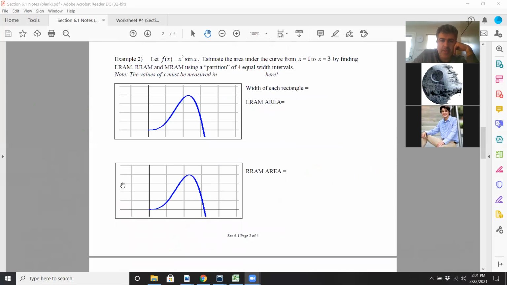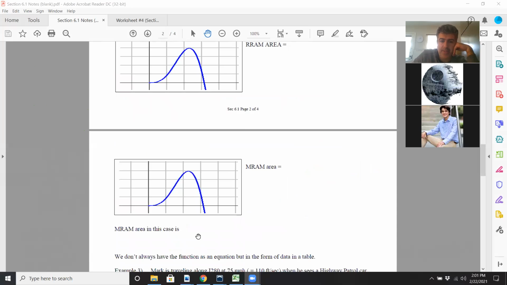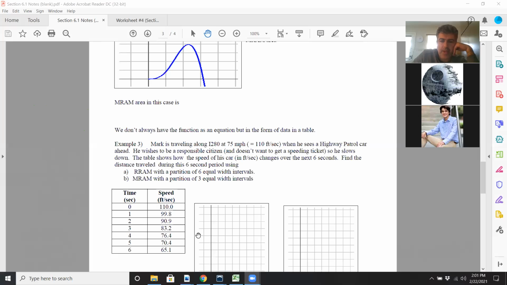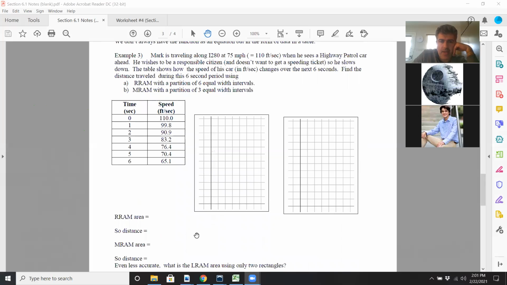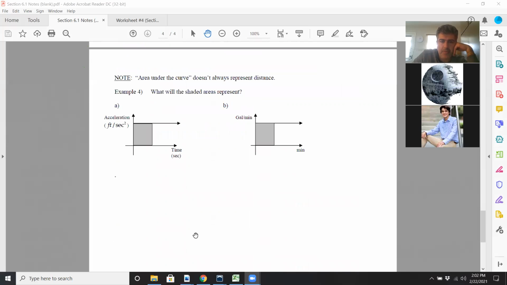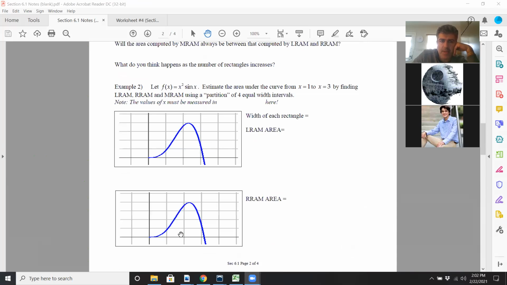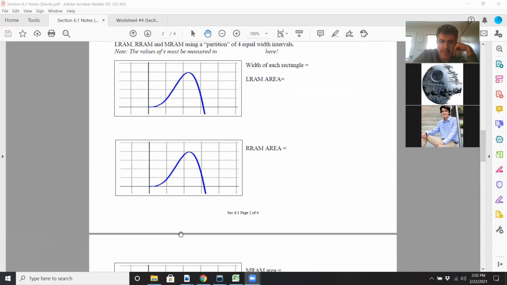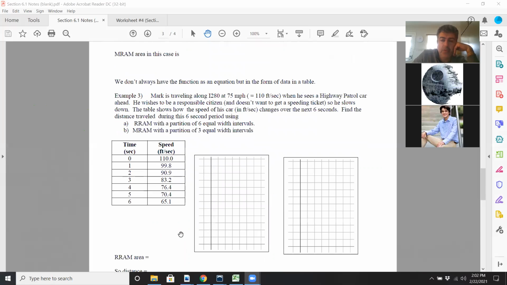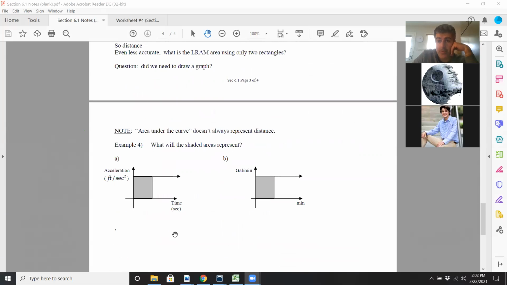So now let's talk about example 2. We're going to do LRAM, RRAM, and MRAM for this function from x equals 1 to x equals 3. We're going to calculate it, and then we'll talk about an AP style problem that's a good example there. And then we'll talk about example 4. My guess is let's do example 2, then take a break after example 2. We'll come back, do examples 3 and 4, then we'll do the worksheet.